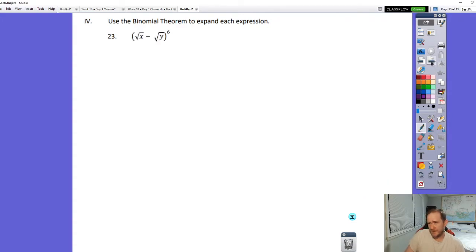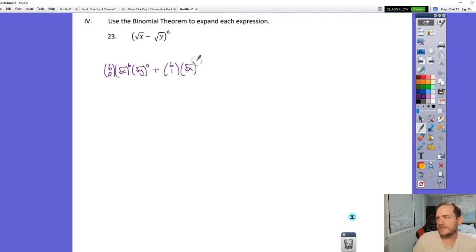Alright, so we're working in some radicals. Okay, sure, whatever. It should be the same deal. So what are we going to do? We're going to have 6 choose 0. We're going to have a root x to the 6th and a root y to the 0. We'll have a 6 choose 1 and a root x to the 5th, root y to the 1, 6 choose 2, root x to the 4th, root y to the 2.